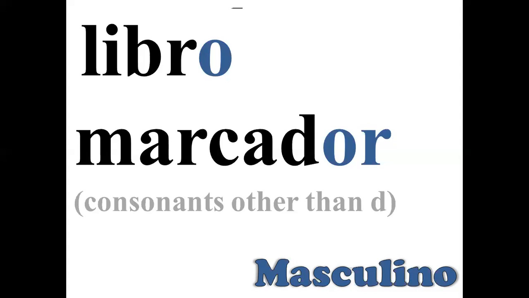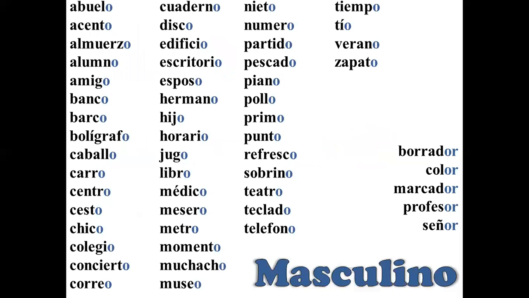And marcador is also one of the things that end in OR, which are masculine most of the time. To a lesser extent, you can say consonants other than D are masculine, but that's a little tricky. When you start making those sorts of rules, then you have to start memorizing exceptions. But you can be pretty comfortable thinking that if you see a noun and it ends in an O or it ends in an OR, it's going to be masculine.